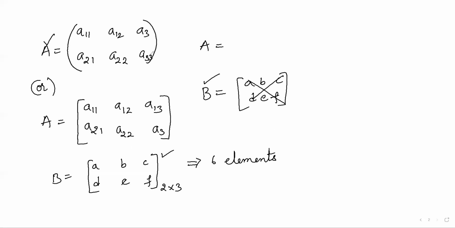What is the order of the matrix? Whenever we write a matrix, immediately we should write its order. That is, 2 rows and 3 columns are there. That is the order of the matrix. Then we see the next topic, types of matrices. What are the types of matrices?